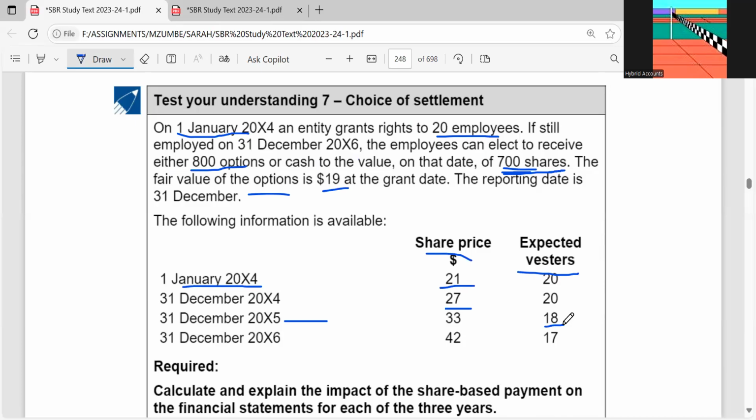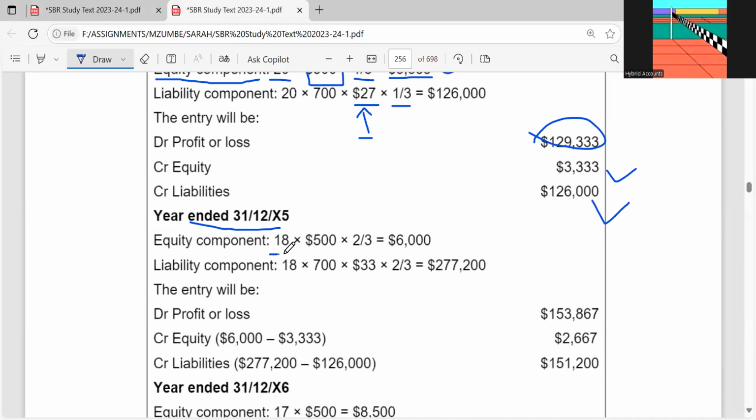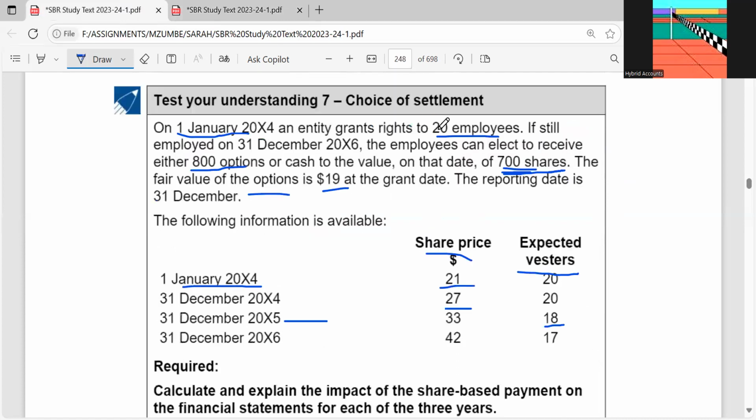It means we expect that by the end of the second year, we would only remain with 18 people when the 3 years end, right? That's why you have the number here of 18, right? Times the 500 here, that difference which you already computed, the first difference. And then you apportion it. This is the second year, so times 2 over 3, you get 6,000. For the liability component, no worries, just do it. You do not need to take this one, you just get it direct, right? So you'd have 18 here, and then you multiply by this number of shares, 700, and then we finish up, right?